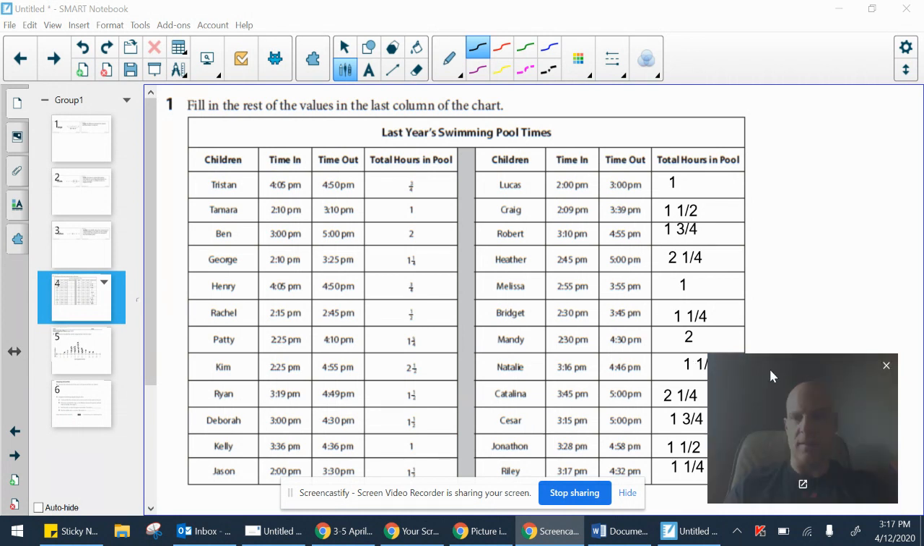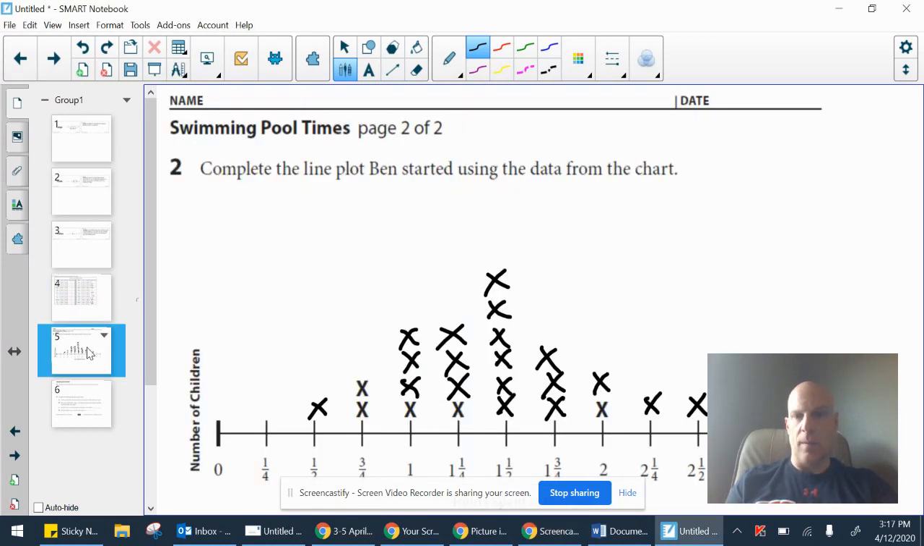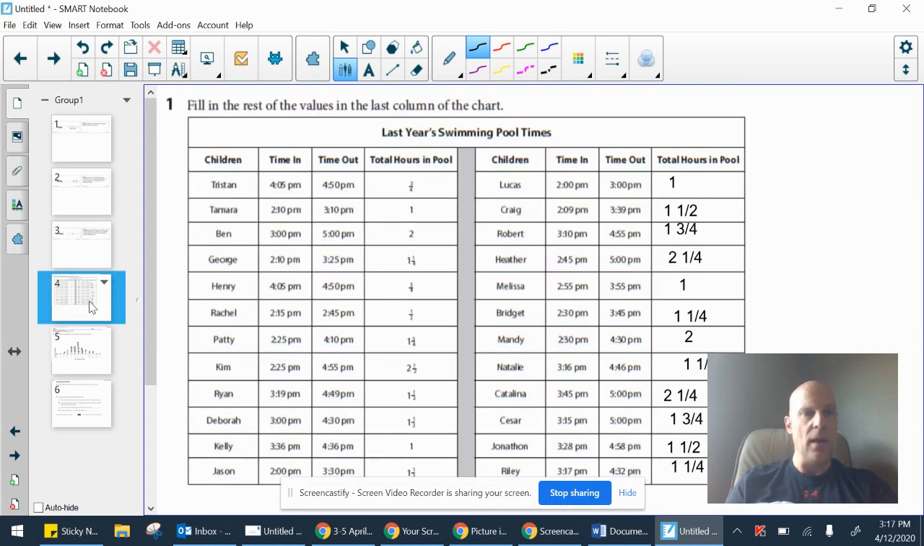And actually, this is a data set that you worked on during your last lesson. I believe it's page 237. What we were looking at is the amount of time that each student spent in a swimming pool. And you created, and I did the same thing, a line plot using that data. What I want to teach you today is how to interpret or analyze the data that we have.